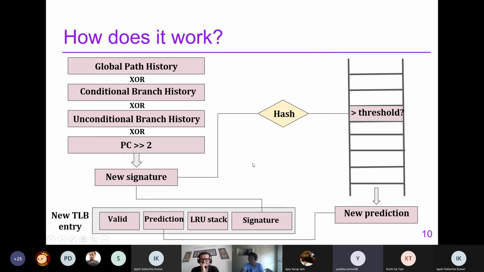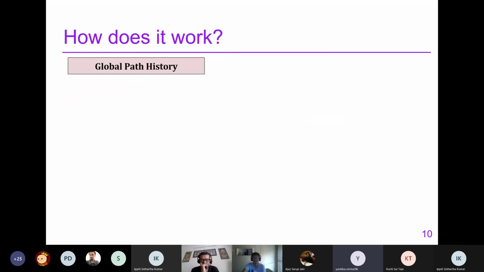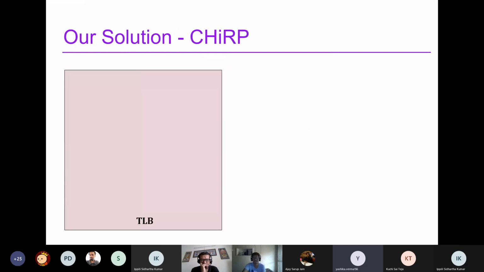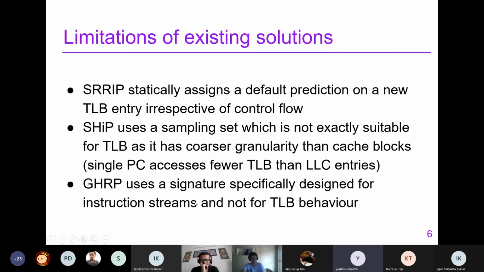Also, you mentioned in the beginning that SHIP is not properly spreading the entries. It is not generalizing the TLB values. Most of the entries were getting mapped to only fewer sets. This is what you mentioned, right? But how is that a problem of SHIP? That has to be a problem of the mapping function, right? Not exactly. As you see, a single program counter is mapping to very few TLB entries.